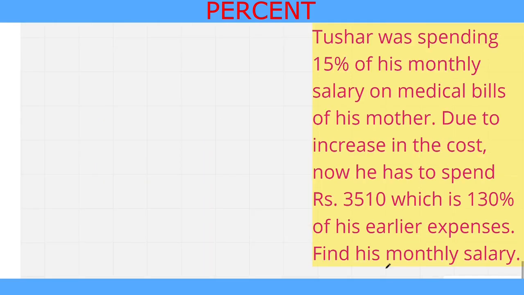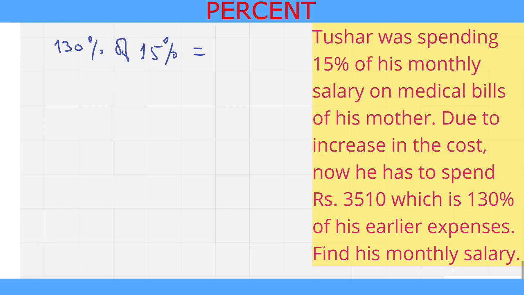Our next question is, Tushar was spending 15% of his monthly salary on medical bills of his mother. Due to increase in the cost, now he has to spend rupees 3,510, which is 130% of his earlier expenses. Find his monthly salary. So we solve this question in two ways. First method is we have to find 130% of 15%.